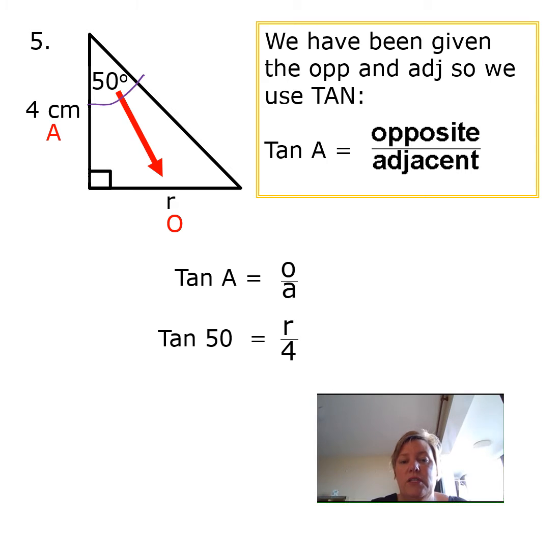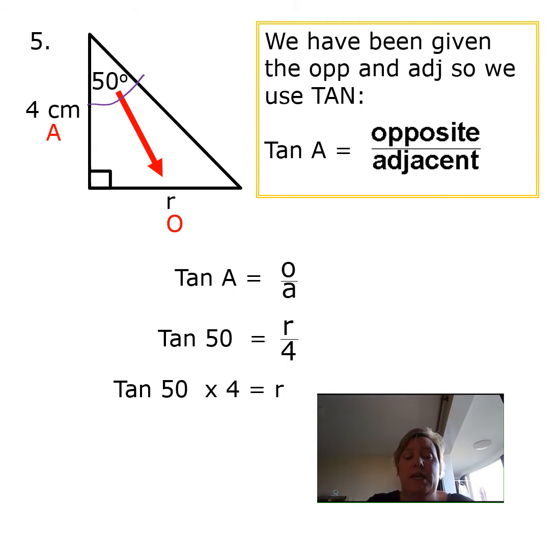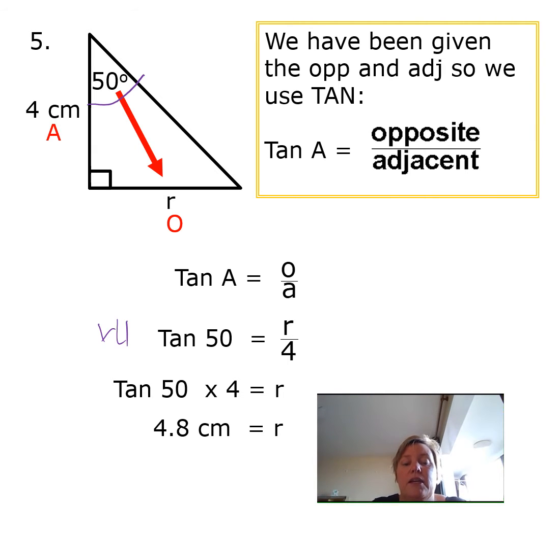Now the R is on top, and I don't know what that is, or the opposite's on top, and the 4 is on the bottom. Now with tan, you have to be very, very, very careful, because if you put the 4 on the top, it would be incorrect for the question, but it would give you an answer that looks valid, even though it's wrong. And then I just multiply up by 4, both sides, and I get a statement that looks like this, and then I can run the numbers.